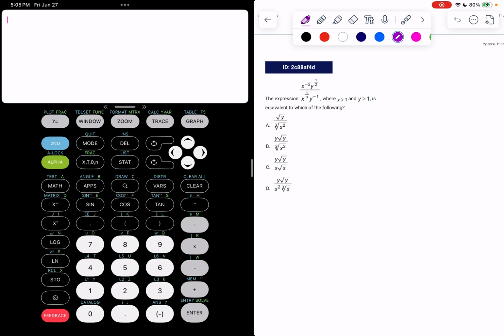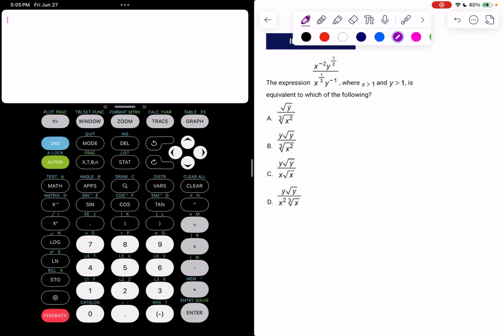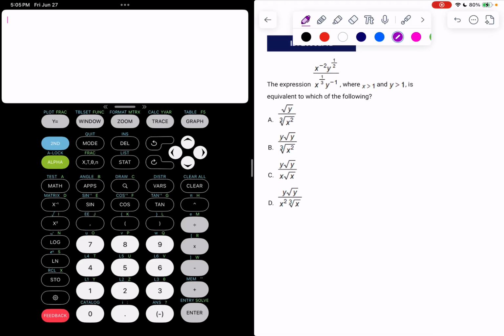All right, let's take a look at this next one. Yikes, look at these exponents, but no worries at all. I got all those variables in the answer choices too. So it says the expression x to the negative 2, y to the 1/2 divided by x to the 1/3, y to the negative 1, for x greater than 1 and y greater than 1, is equivalent to which of the following? Okay, let's see.